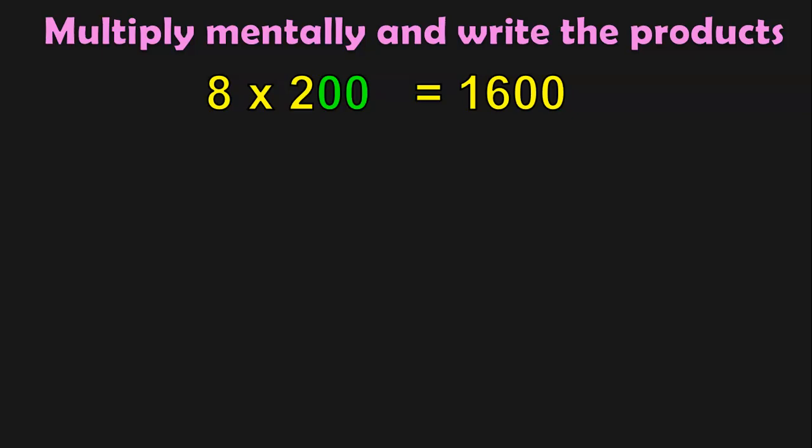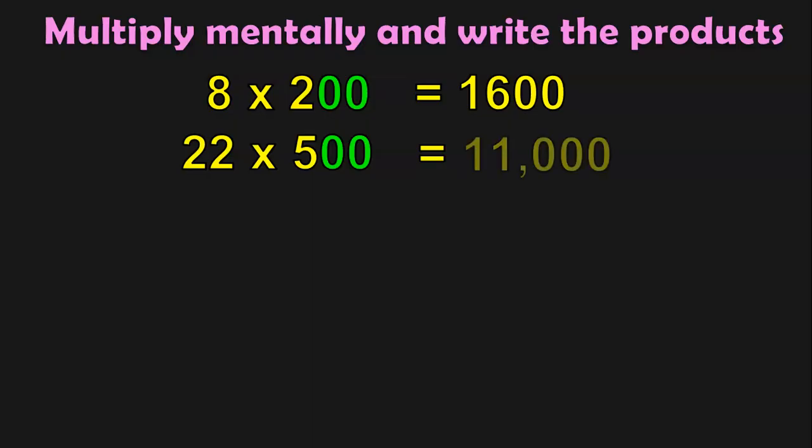Multiply mentally and write the products. 8 into 200. What do you do? First multiply 8 by 2. 8 by 2 is 16 followed by 2 zeros. So the answer is 1600. These kind of questions children can do mentally and write down the answers quickly. 22 into 500. What is 22 into 5? 22 into 5 is 110 followed by 2 zeros and the answer will be 11,000.